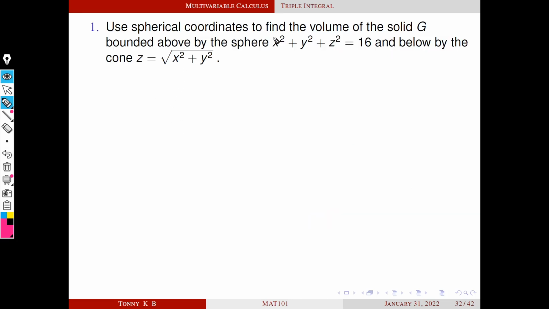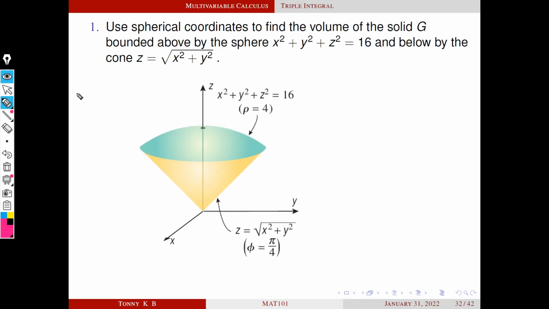Use spherical coordinates to find the volume of the solid G bounded above by the sphere x square plus y square plus z square equal to 16 and below by the cone z is equal to square root of x square plus y square. So its geometry is like this. There is a cone, that is z is equal to square root of x square plus y square, and its upper bound is from the sphere x square plus y square plus z square equal to 16. We have to set up a triple integral in spherical coordinates.